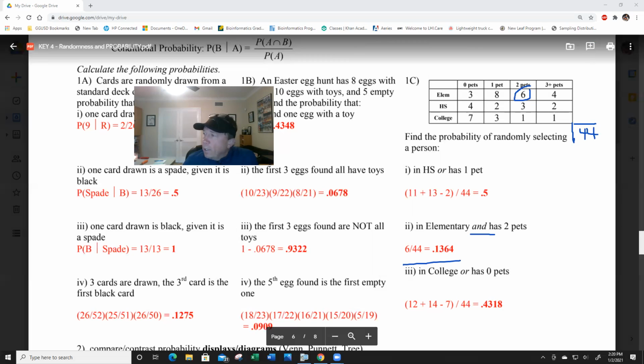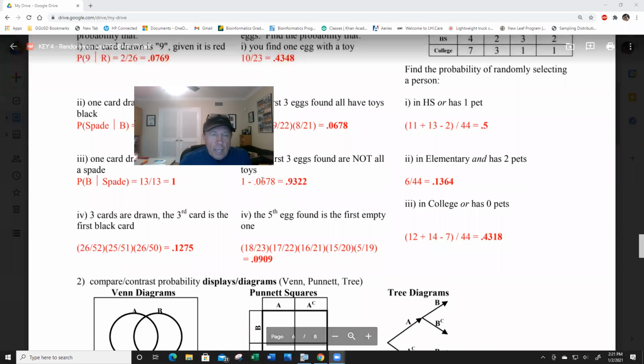In college or has 0 pets. That would make sense. College kids usually don't have pets because they're in college. Okay, in college, or has 0 pets. All right. So I'm going to add these up, 7, 10, 11, 12 right there. 0 pets, 7, 10, 14. But I got to subtract out the intersection, which is 7 of them. So most kids don't have a pet in college. Maybe they have it in their dorm room, like a little lizard or something. I don't know. Not really sure. Okay, cool. Now, let's go to the next section.